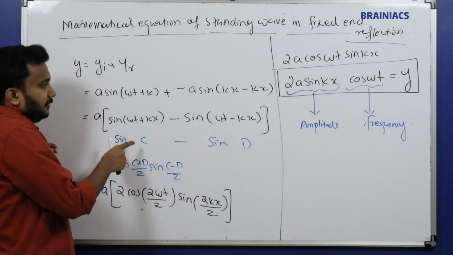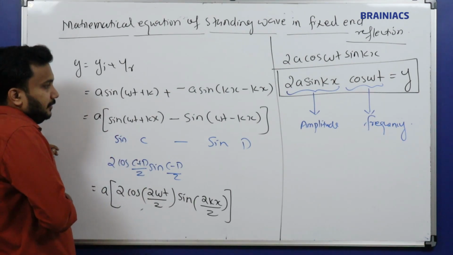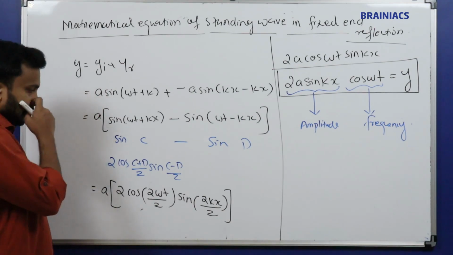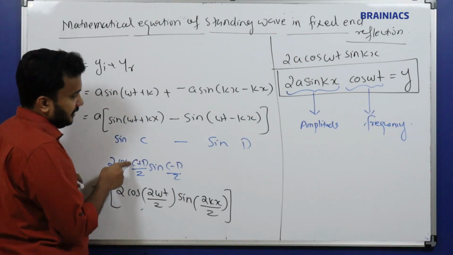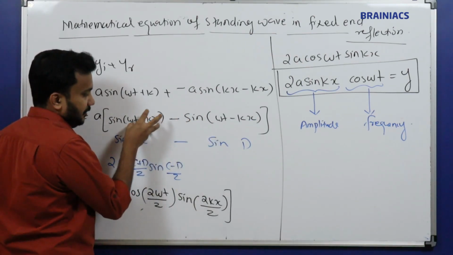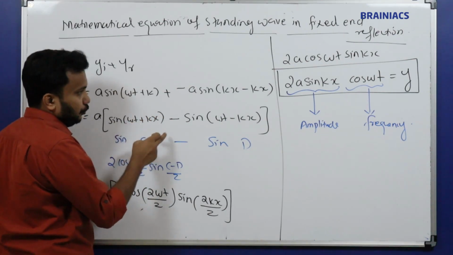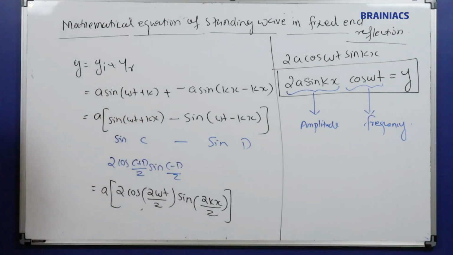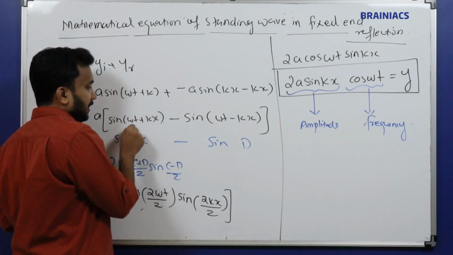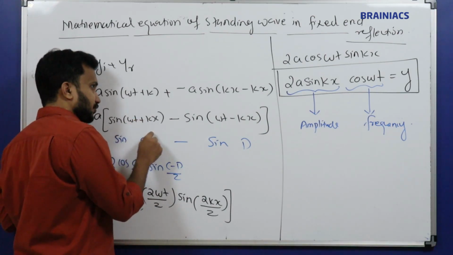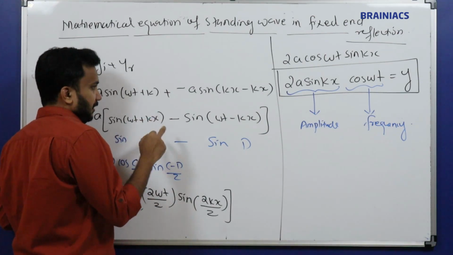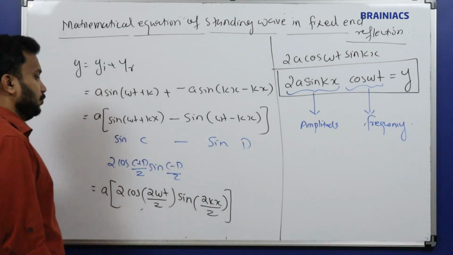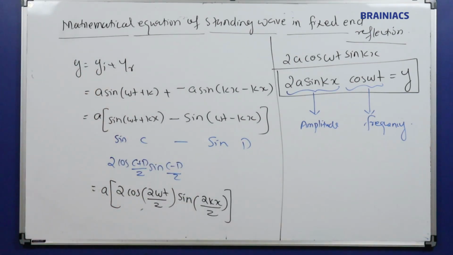Here omega t minus kx. Sin c minus sin d. Okay, I'm thinking any mistake I have made will be here. Omega t plus kx, omega t minus kx. We have to add these, 2 omega t. Okay, this is perfectly fine. And sin d, sin c minus d, so omega t plus kx minus omega t plus kx will come. Then 2 sin kx divided by 2.